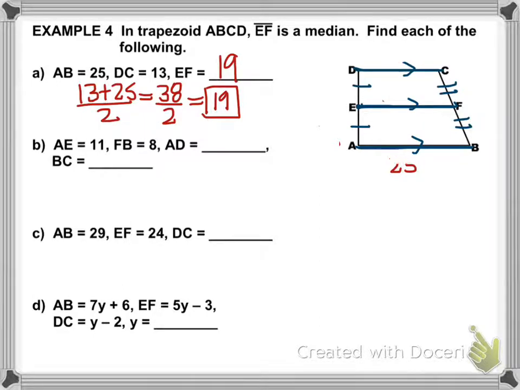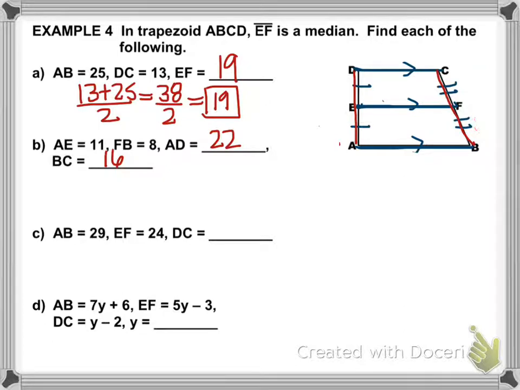All right, so for the next one, it says AE equals 11. That's this little part. FB equals 8. AD equals what, and BC is what? So AD is the whole length and BC is the whole length. So remember, those two halves are congruent. So if that's 11, that's 11. If that guy's 8, this guy is 8. So you're just doubling it. So AD is going to be 22, 11 plus 11. BC is going to be 16, 8 plus 8. Pretty easy, right?